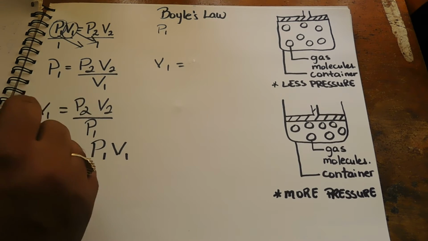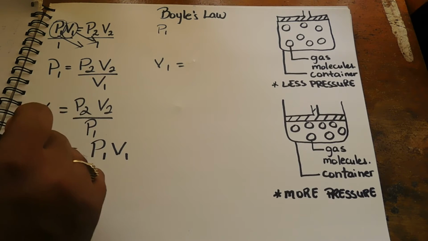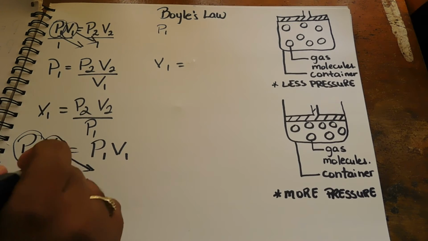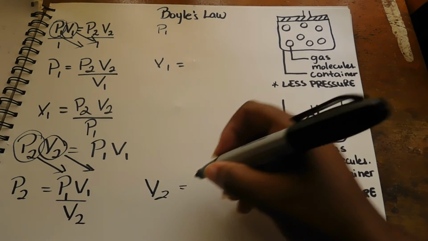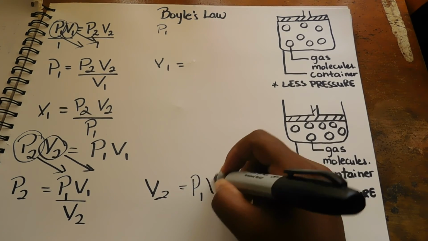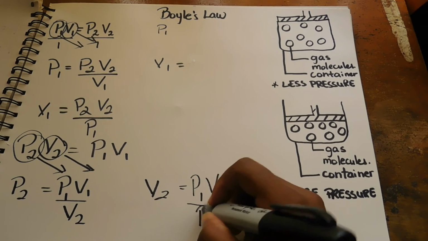And the same thing, if you want to solve for V2, you move P2 below, and you would have V2 is equal to P1 V1 over P2.